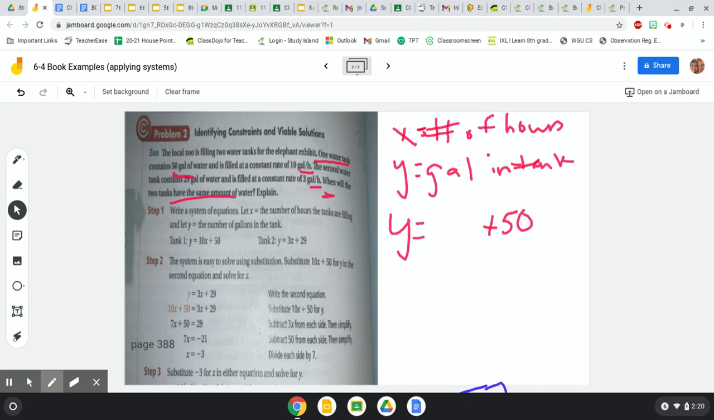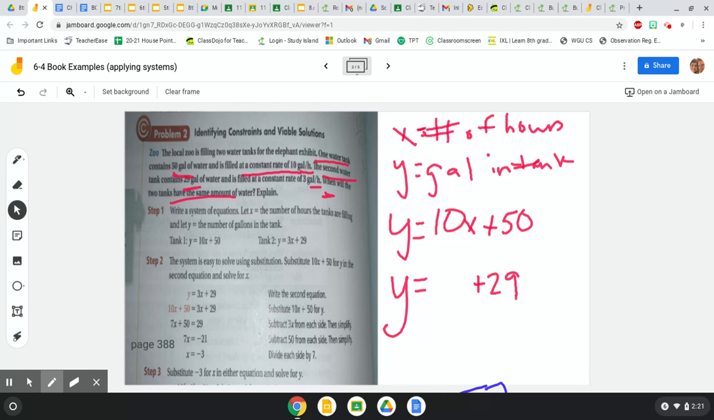And then it says it's filled at a constant rate. Well, a constant rate means it's going per hour, right? It says 10 gallons per hour there. So that's 10 gallons for every single hour, but we don't know the number of hours. So that's why it's 10x, because x is representing whatever number of hours. So tank 1 is done. Tank 2. So again, Y is the total number of gallons in the tank. The second water tank, it tells us, contains 29 gallons of water. Again, that's not changing. That's just a flat 29 that it started with. And then it's adding so many per hour. So I'm going to add that 29 here first.